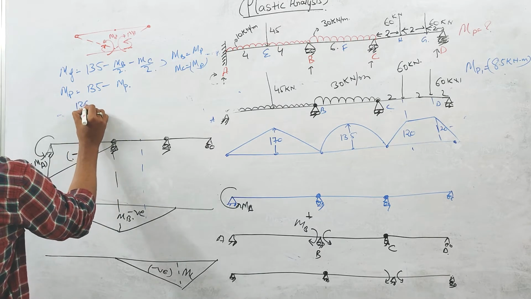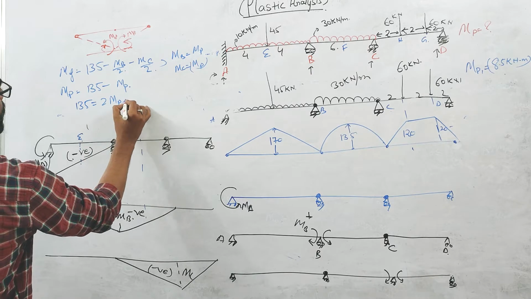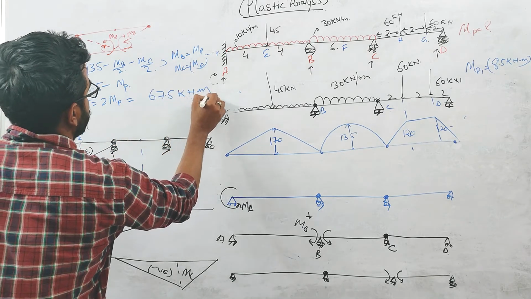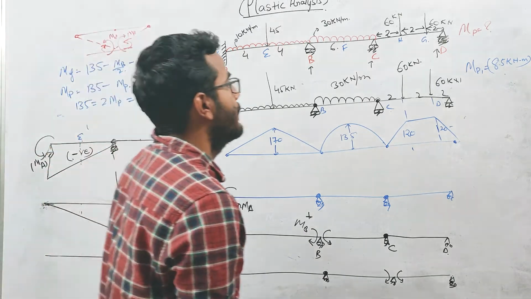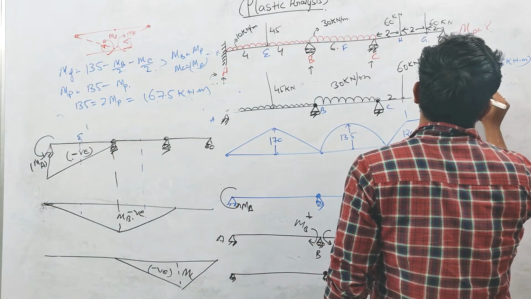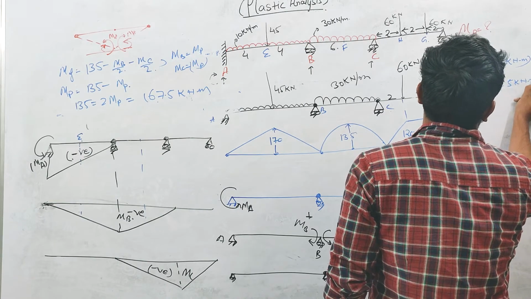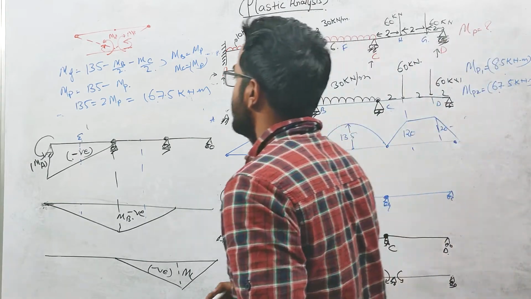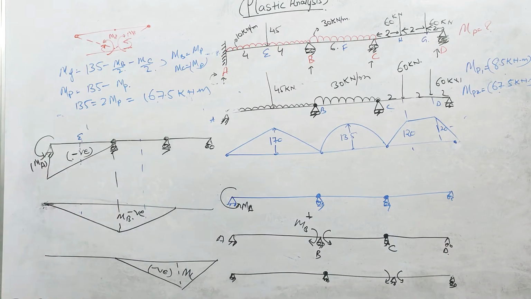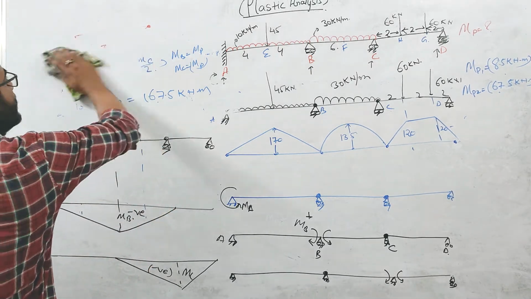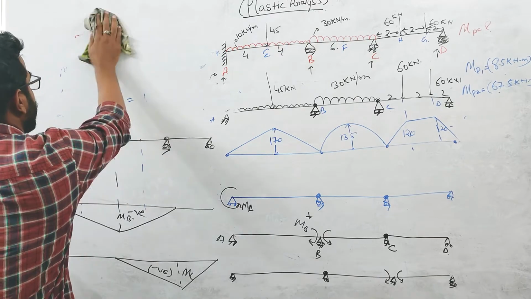So this will be 135 equals 2 MP. So MP comes out to be 67.5 kilonewton meter from here, right? So MP2 comes out to be 67.5 kilonewton meter. Okay, so this is the thing. Now let us calculate the equilibrium equation for the CD span, the moment in the CD span.